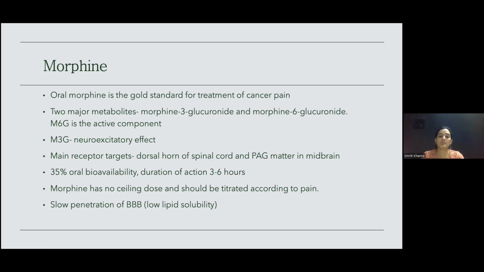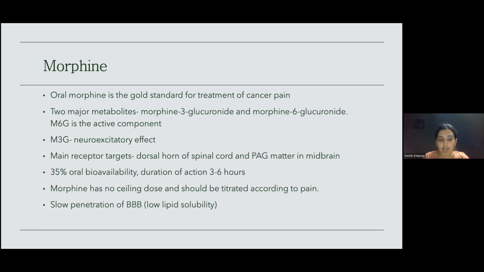The duration of action of morphine is 3 to 6 hours, which is why most immediate release morphine formulations are given every 4 hours. But we do find this disparity that in some patients the dose effect wears off after 3 hours, and in some patients the dose effect may require about 6 hours to wear off.